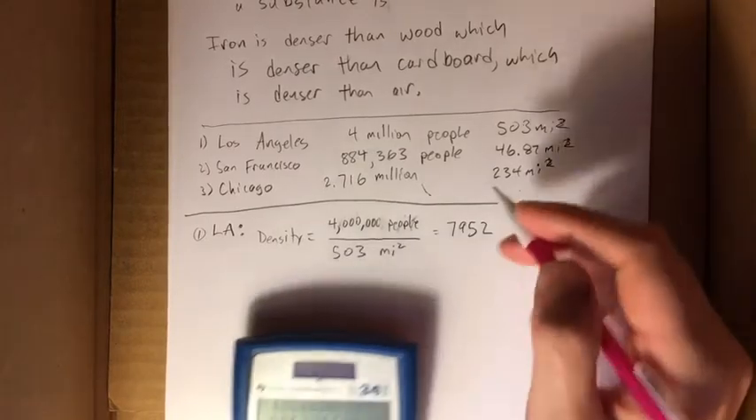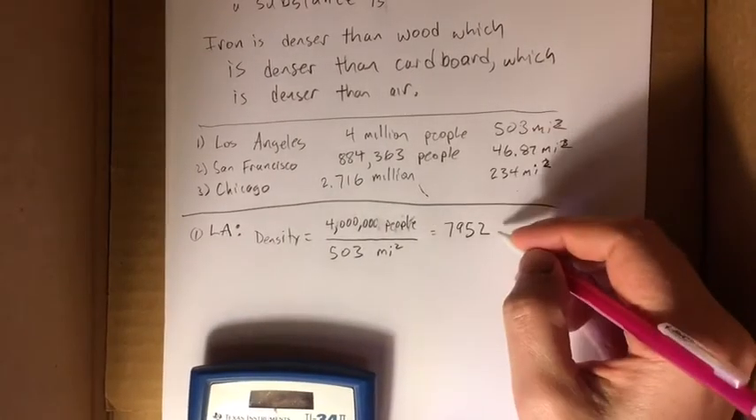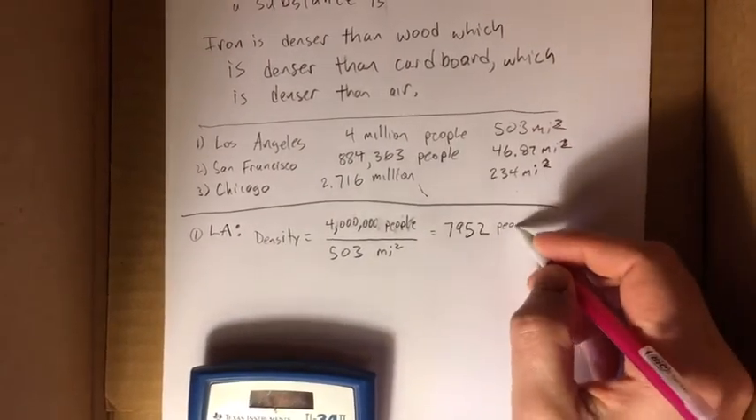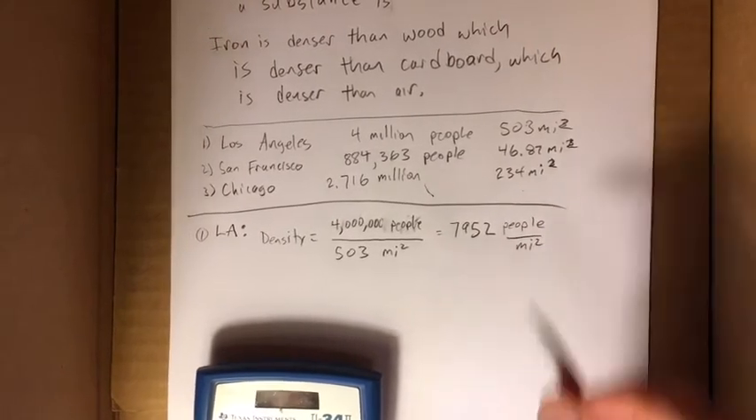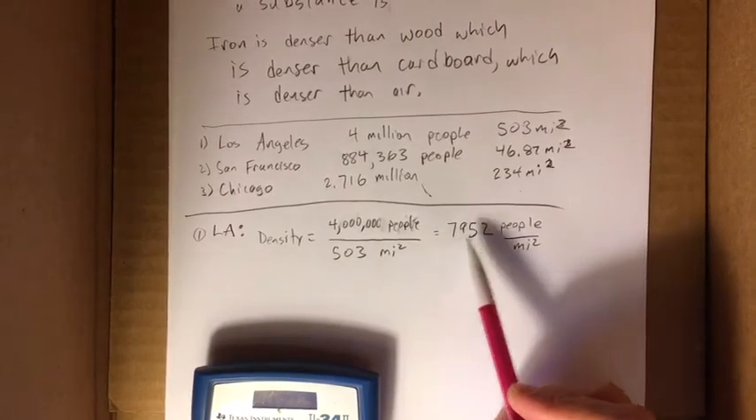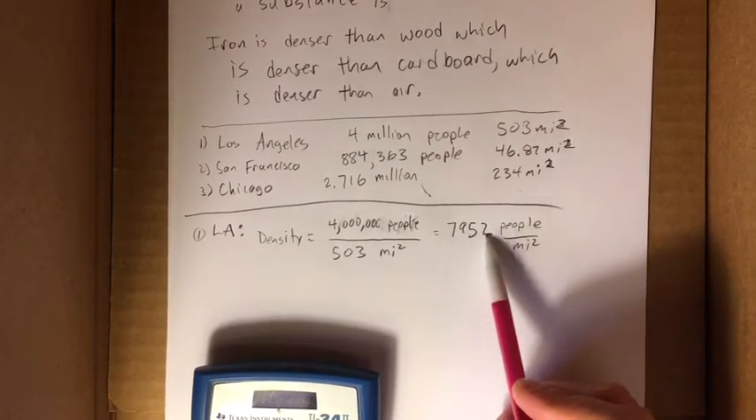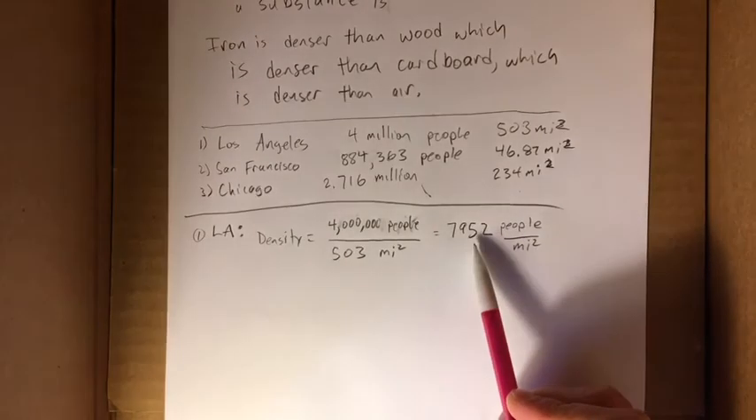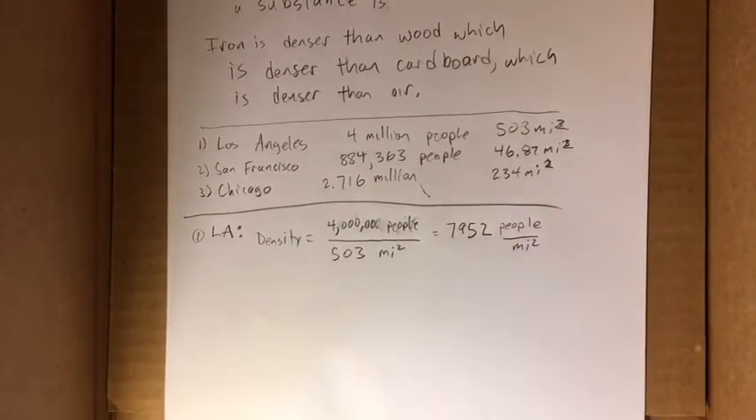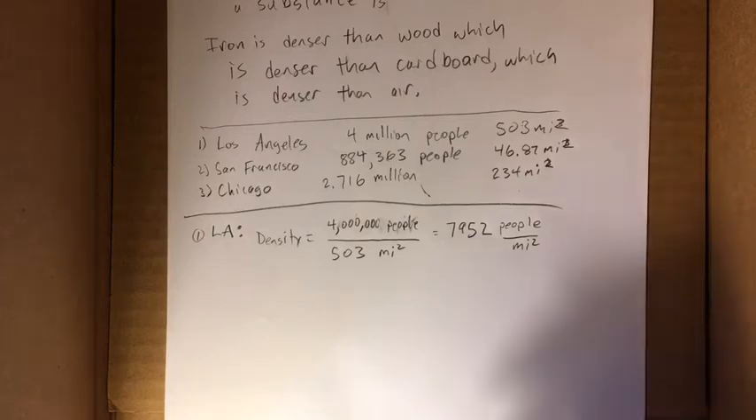Okay, now the units actually end up being people per mile squared. And the way we think about this, this is 7,952 people per square mile. So if you took 1 square mile, and if everyone was exactly equidistant from each other, there would be about 7,952 people for every square mile in LA.